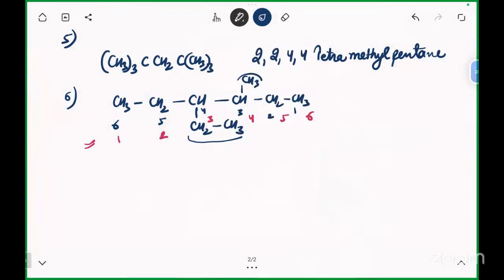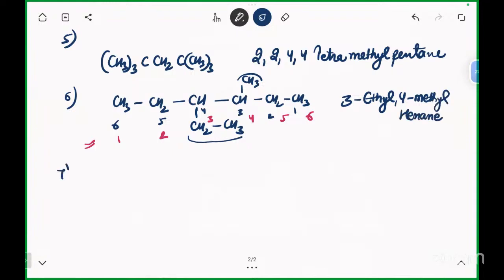So if I write the name, it will be 3-ethyl, okay, then 5, 1, 2, 3, 4, 3, 4 methyl, and then 6 carbons are there, so hexane.